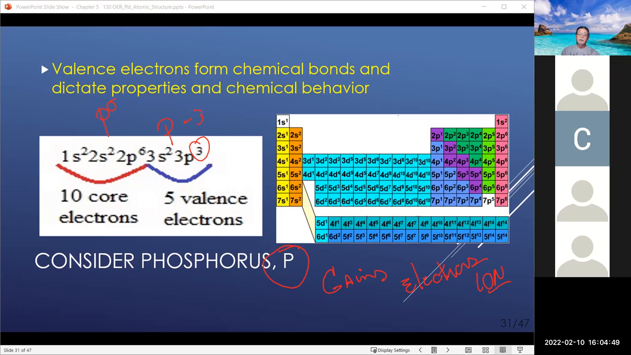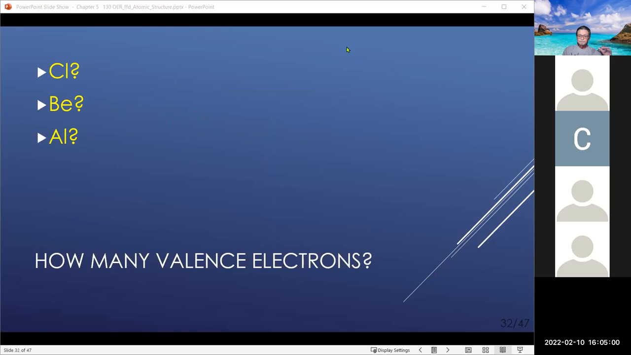Good. So there's a lot from the periodic table we're going to pull from to help us understand all this. So we've got chlorine, beryllium, and aluminum.